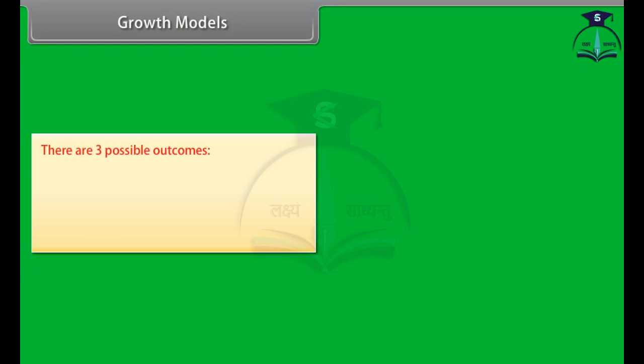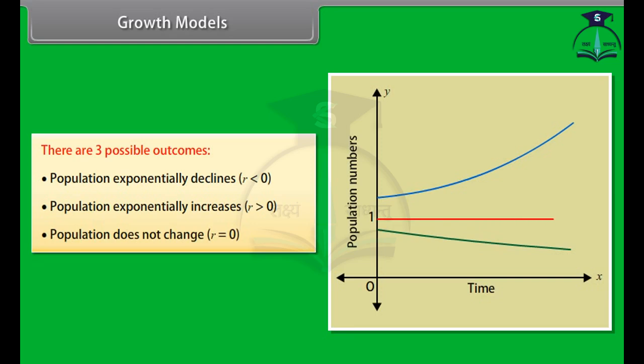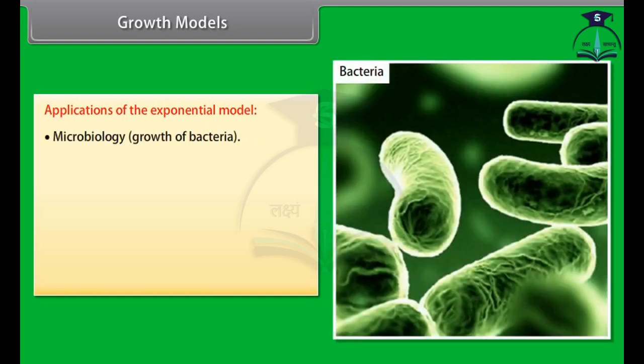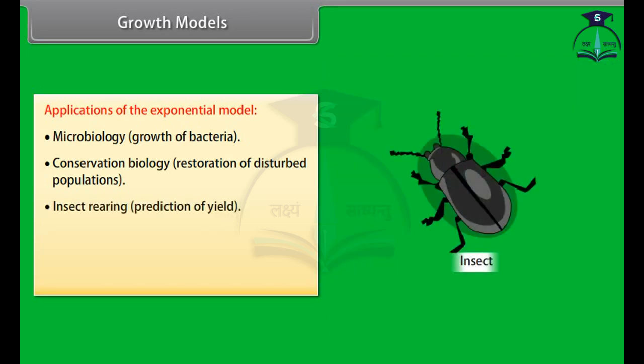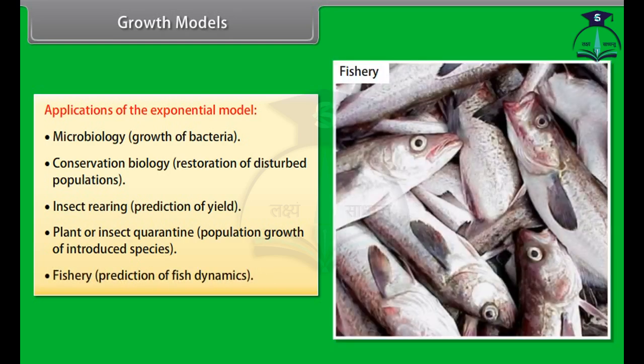There are three possible outcomes. Population exponentially declines, population exponentially increases, or population does not change. Applications of the exponential model. Microbiology, growth of bacteria. Conservation biology, restoration of disturbed populations. Insect rearing, prediction of yield. Plant or insect quarantine, population growth of introduced species. Fishery, prediction of fish dynamics.